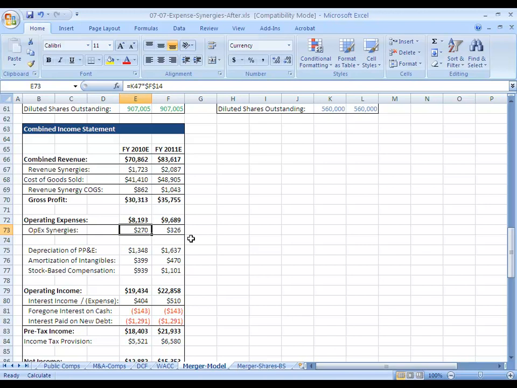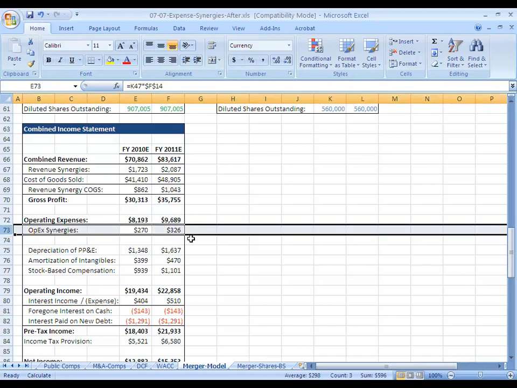And again, this number is really representing employees that have been laid off who are no longer needed, or perhaps employees getting paid less, or perhaps buildings getting consolidated and the company saving on rental expense. Those are a couple examples of what this number might actually correspond to.